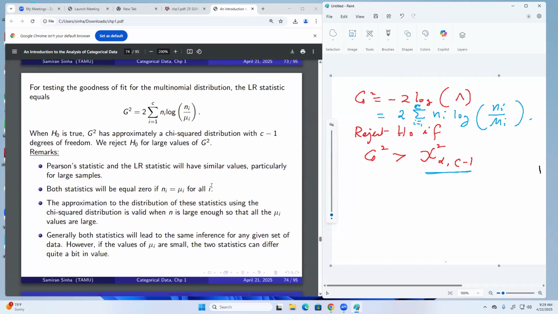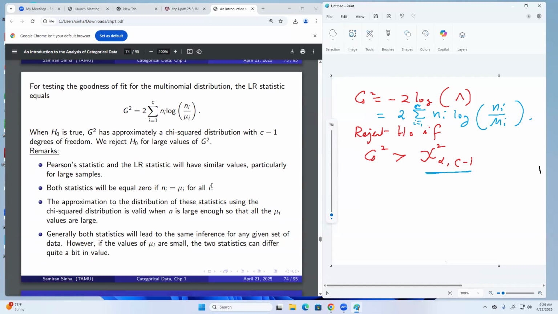And the question is, which one should we use? Pearson chi-square test or likelihood ratio test? It says that the Pearson chi-square test and the likelihood ratio test both have similar values, particularly for large samples. Both statistics will be equal to 0 if n_i equals mu_i for all i. That means observed counts and expected counts are the same. And generally, both statistics will lead to the same inference for any given set of data. However, if the values of mu_i are small, the two statistics can differ quite a bit in value.